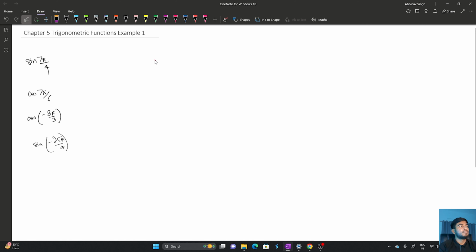Now you have cos minus 8 pi by 3. You know that cos of minus x is cos x. So write cos 8 pi by 3. Now break this 8 pi by 3. How can we break it? Since it is an improper fraction, you can do 2 pi plus 2 pi by 3, right? 3 to the 6, 7, 8.